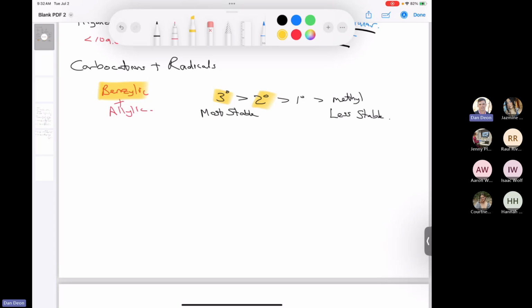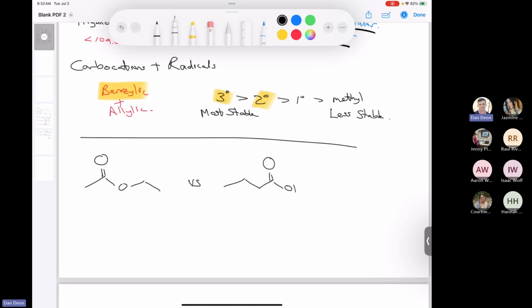Cool. Another thing that I think is pretty important is, let's say you had a compound, something like this. You have an ester like ethyl acetate, and then you compare that to something like butanoic acid. They have a similar molecular formula. Okay, they have the same molecular formula, as a matter of fact.